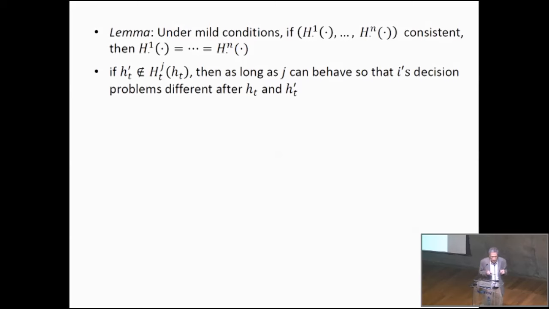Well, then that must mean that if player I's partition is consistent, HT and HT prime must be in different elements of the partition. Player I cannot behave the same way after those two histories. And so what we're saying is that if HT and HT prime are in different elements of J's partition, then they must be in different elements of I's partition as well. And that's the content of this lemma, which is enormously simplifying because it means that from now on we can just look at a single partition. We don't have to look at different partitions for different players. This will change, by the way, once we get to the case of incomplete information, but for now it's the same.